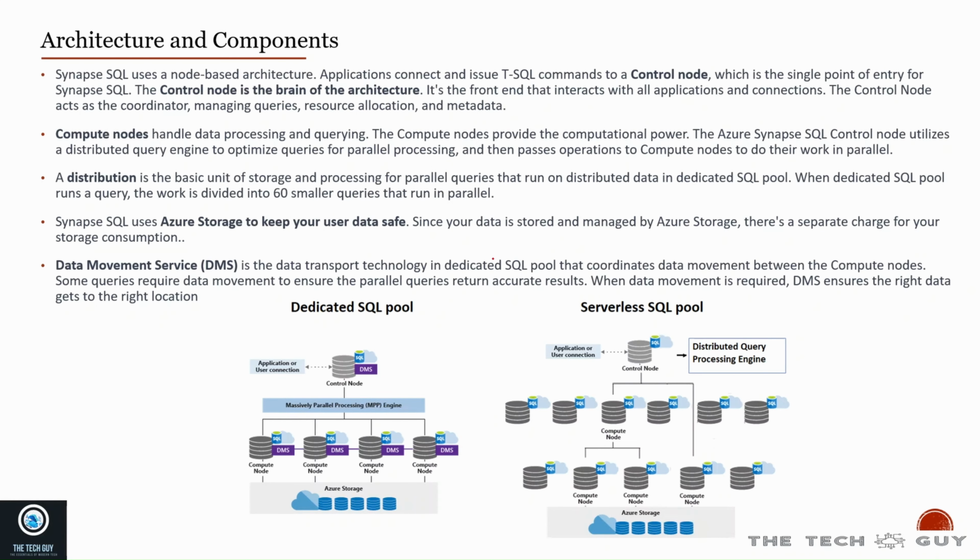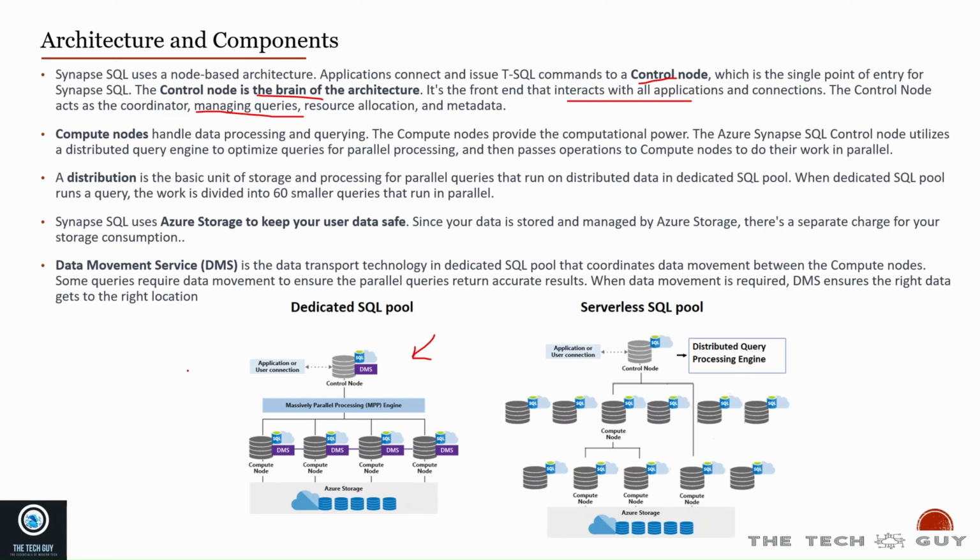Now, what does the Synapse architecture or component look like? Synapse is really complicated. It's not easy to cover the entire architecture in one page, but these are the primary or main components that are part of the Synapse architecture. First of all, the control node. Control node is basically the brain of Synapse, I would say. This is what interacts with your applications and connections, and it manages all the queries and resource allocation, etc.